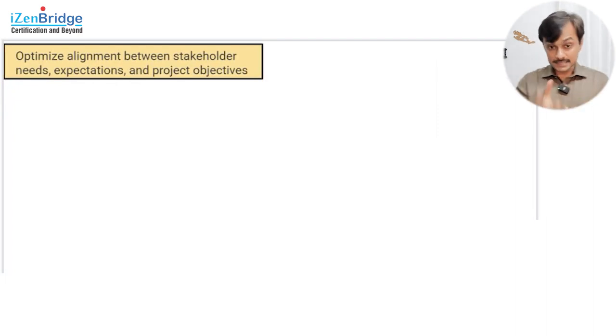Now the second subtask: optimize alignment between stakeholder needs, expectations, and project objective. So many times as a project manager, you might have faced a stakeholder who keeps asking for something and your project is not expected to deliver that. And there is always a conflict. And I am struggling as a project manager. What should I do? People are just confusing me.